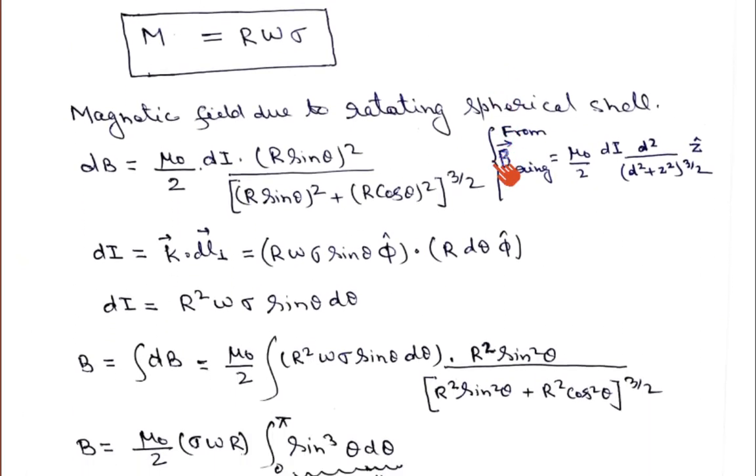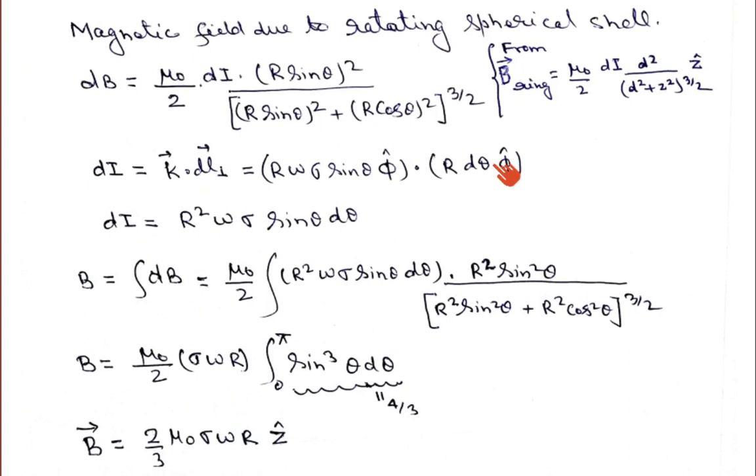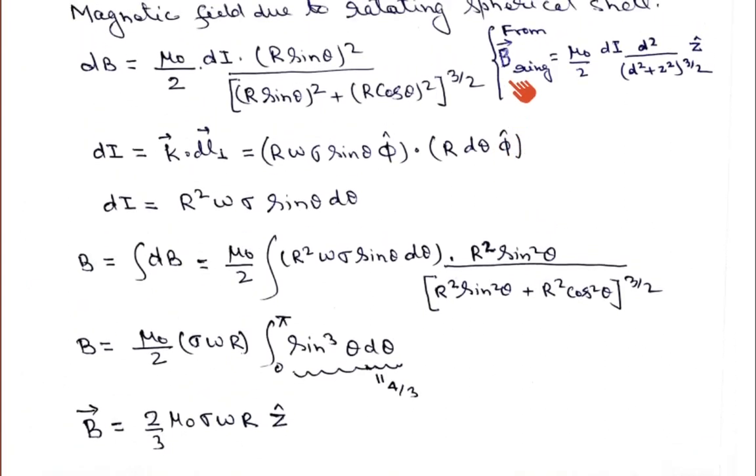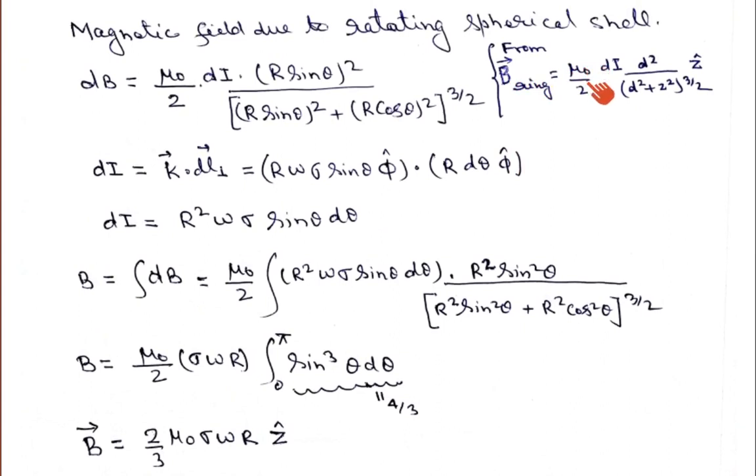We know that the magnetic field due to a circular current at distance z is B equal to mu 0 I into the square of the radius of the circular ring, d square, upon, in brackets, d square plus z square to the power 3/2, along the z unit vector, along the axis of the circular ring. Now if we apply this formula for the current problem, the thickness of the ring is r d theta, which will contribute a current, let us say dI.